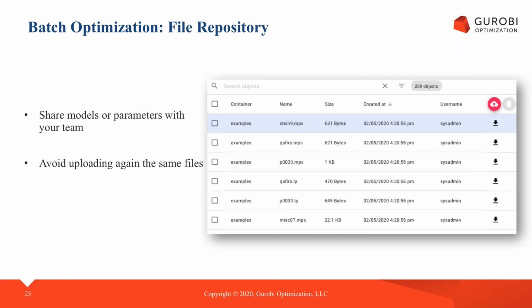In addition to the batch, we have another feature which is called the file repository. This is a way to upload model files or parameter files into the Cluster Manager, and then you can reference those files. You don't need to upload them again. So if you have examples or if you have something that you want to share between your team, then you can upload that, and people can access them and reference them without having the need to upload them again.